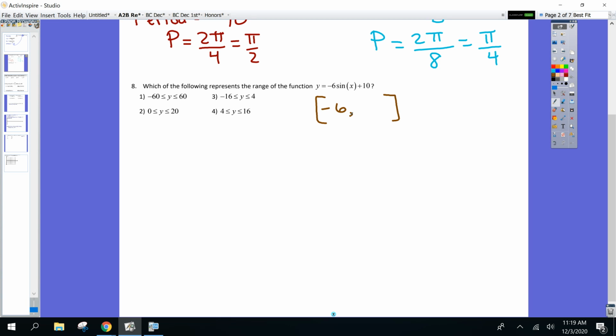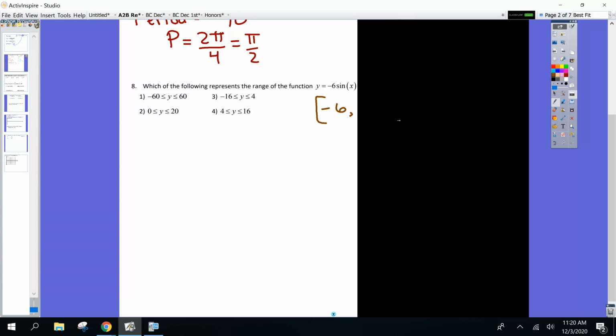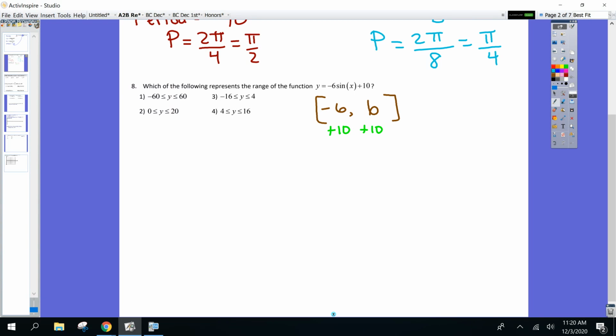Remember, it goes up and down to the same values. So if your minimum is -6, it went up to +6 on your max. Nick, let me just show you here. I'm just taking out the 10 there and just looking at -6 sine x. So it went down to -6, up to +6. Then, Nick, you shifted all these points up 10 units. So now, what is going to be the range of my final curve here?